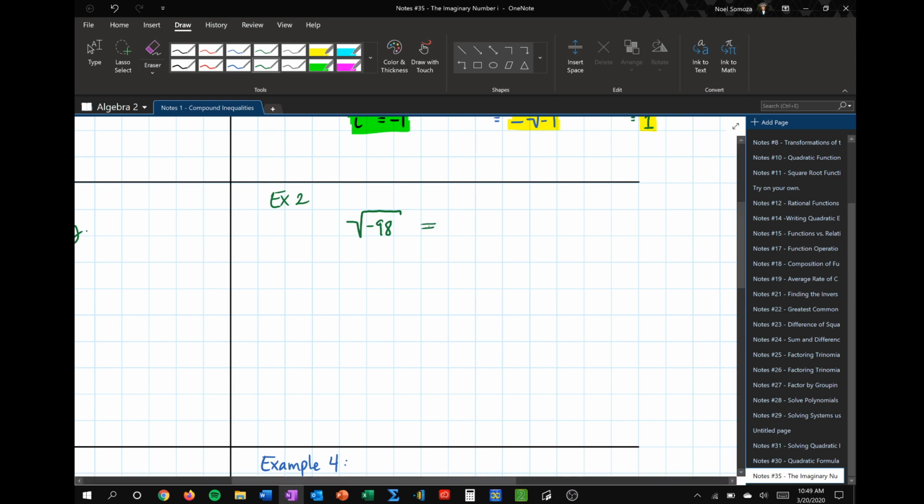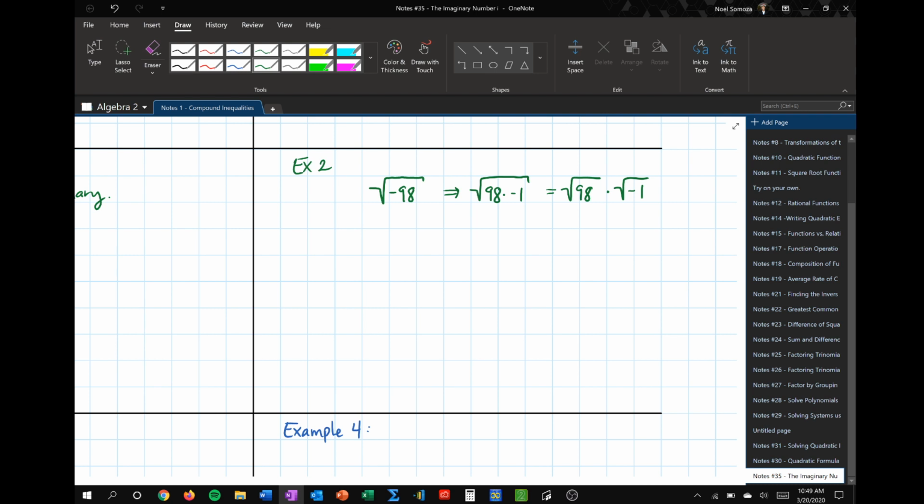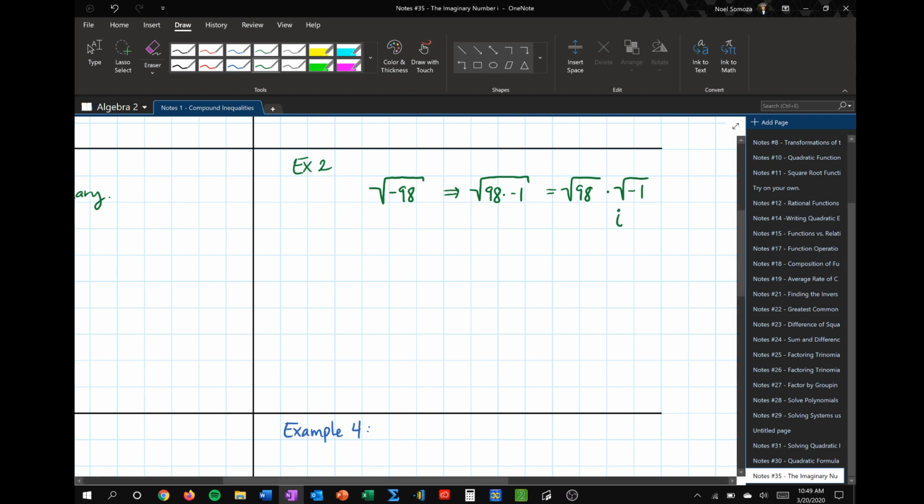Okay, so what we can do here is say, well, this represents the product of 98 times -1. Okay, because it's a product, what you can do is then break it up into 2 square roots. The square root of 98 times the square root of -1. Now that you have the square root of -1 isolated from the 98, this then becomes your i, while still having the square root of 98 inside of a square root.